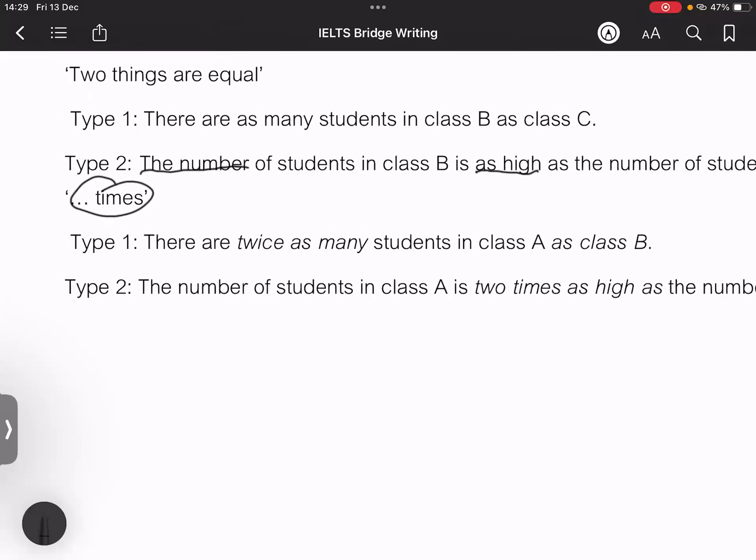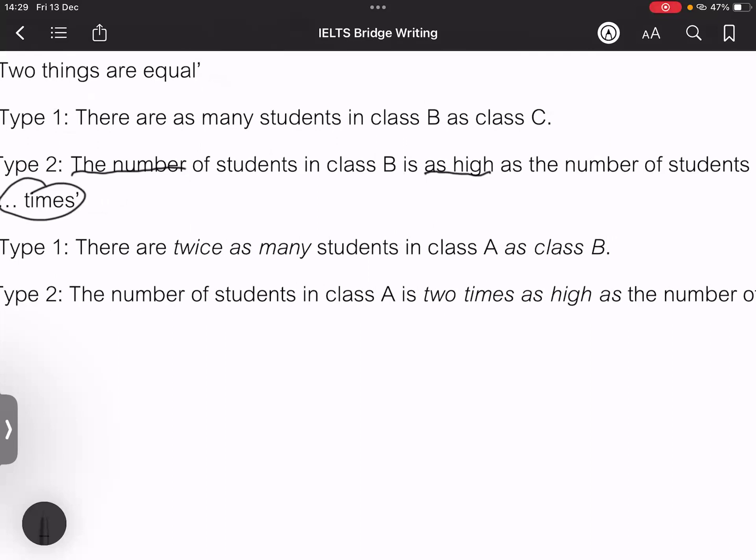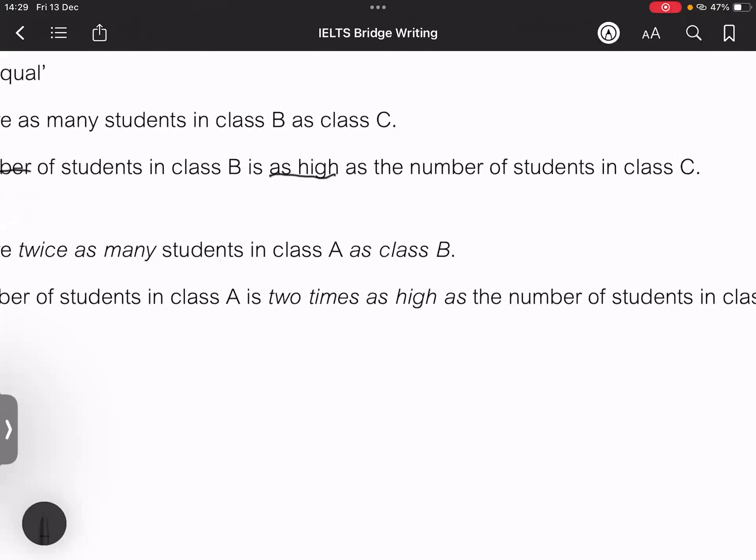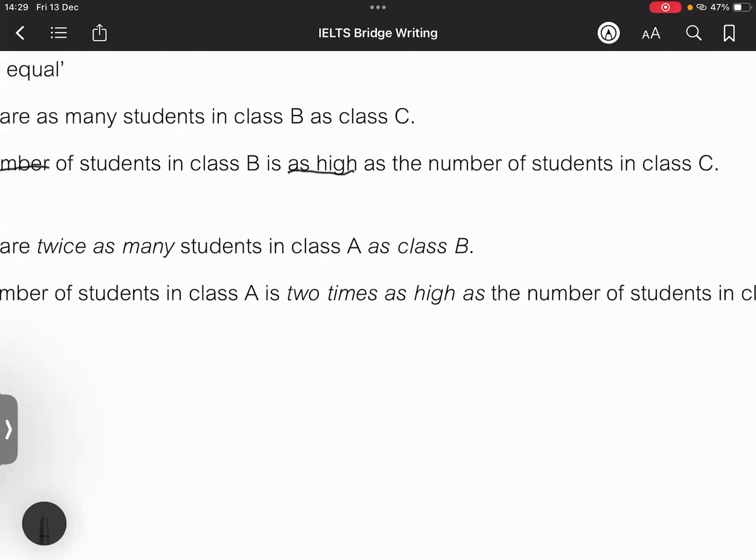What about type 2 adjective? Type 2 adjective is the same: the number of students in Class A is 2 times as high as the number of students in Class B. If I don't have 2 times, that means A and B are equal. But with 2 times in front of the first as, it simply means Class A is 2 times greater than Class B.